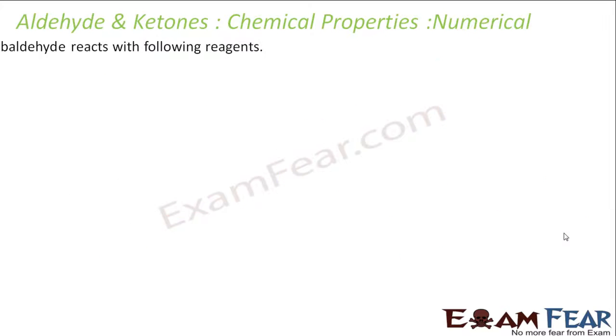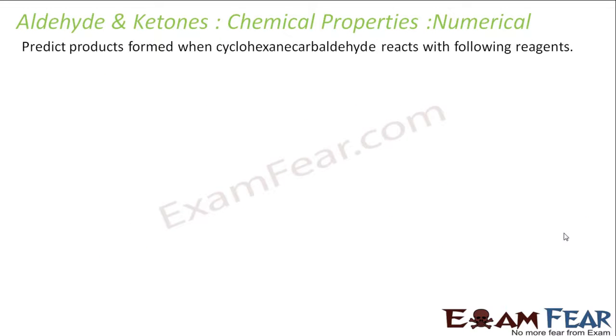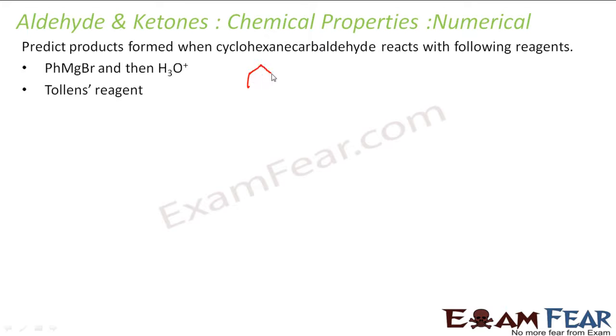Correct. Let's see some more numericals. We have to predict the product formed when cyclohexane carbaldehyde reacts with the following reagents. The first is it reacts with the Grignard reagent, PhMgBr, and then hydrolysis. And the second is Tollens reagent. So let's start this. What is cyclohexane carbaldehyde? Cyclohexane carbaldehyde is something like this. This is my cyclohexane carbaldehyde.